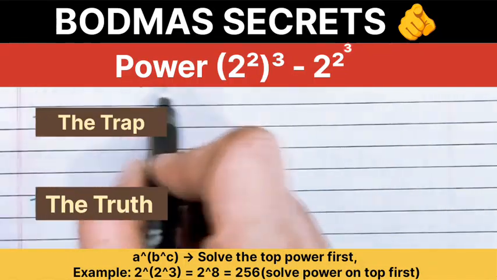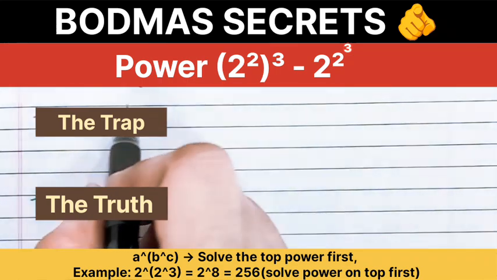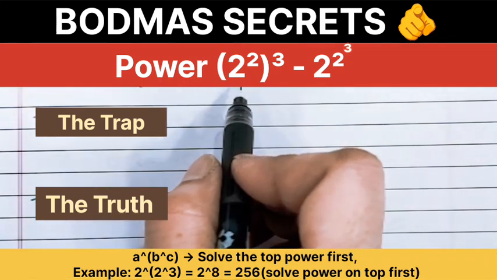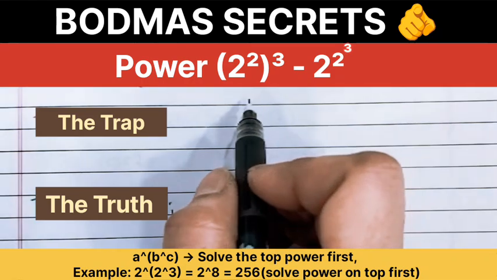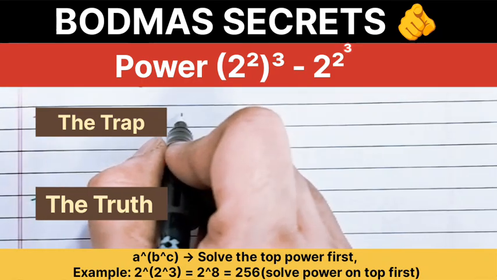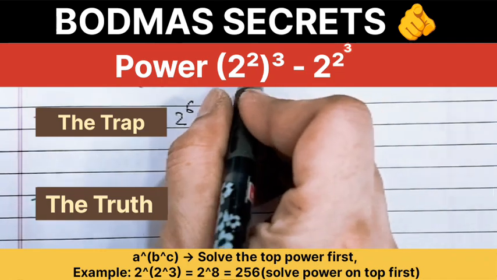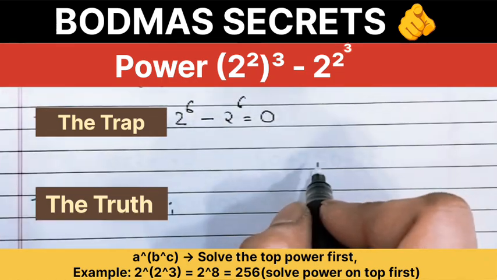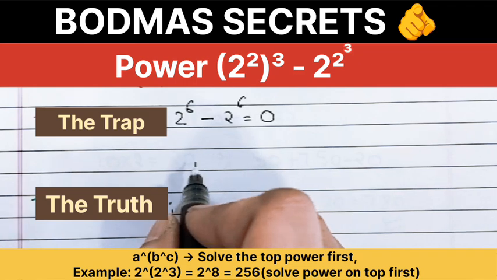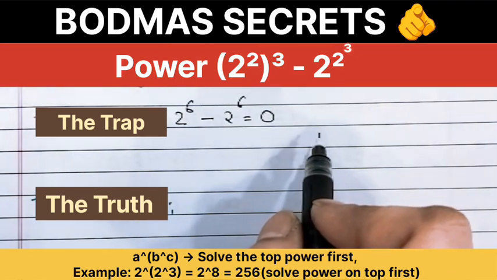Hello friends, now here is the expression. The most common mistake is assuming both the terms are identical. Many people multiply the exponents in both cases, leading them to believe the expression becomes 2 into 3, that is 6, minus 2 into 3, that is 6, which equals 0. But the answer is not 0. However, the presence or absence of parentheses completely changes how you calculate the power.